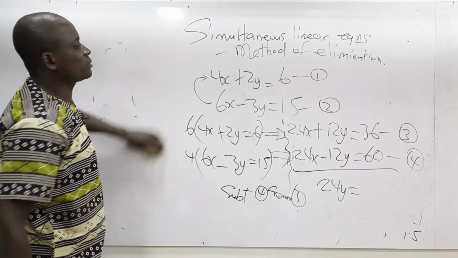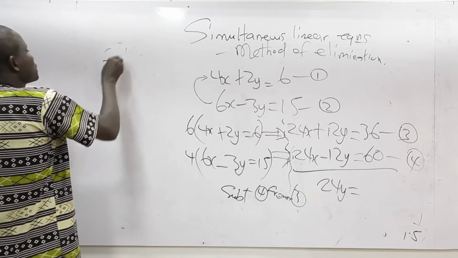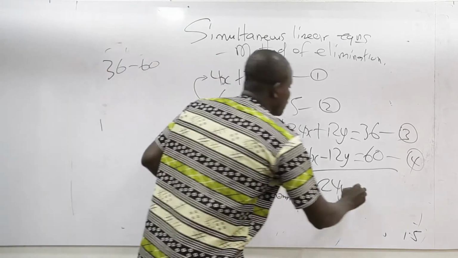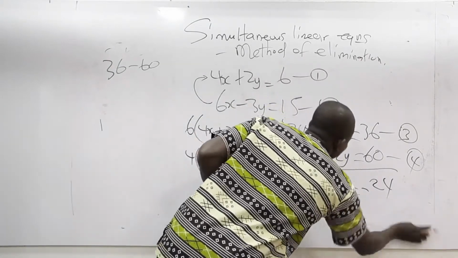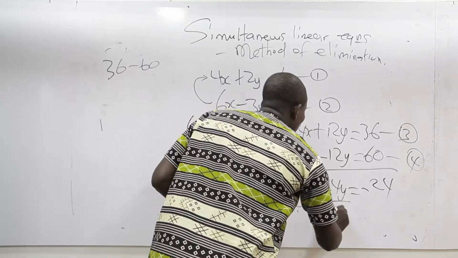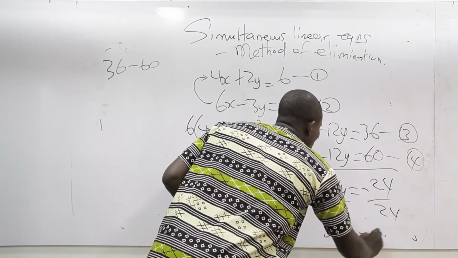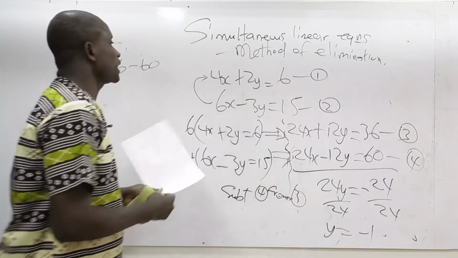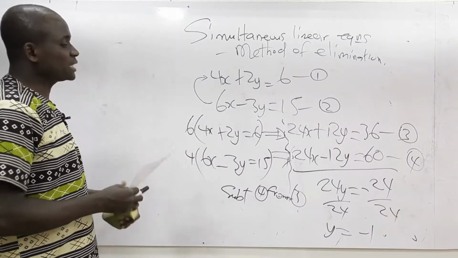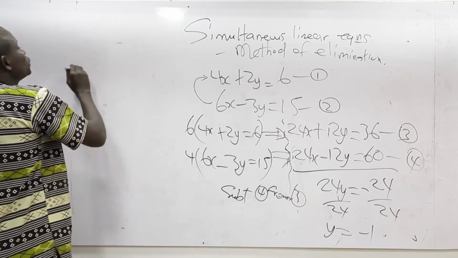you know we are having 36 at the top. So we have 36 minus 60. That will equal to what? Negative 24. Have you seen that? Therefore, if I want y, I divide both sides by 24. And y is equal to negative 1. Exactly. Y is equal to what? Negative 1.